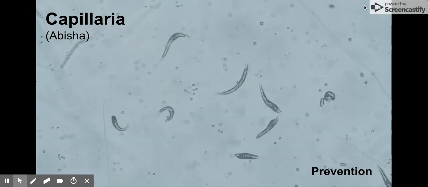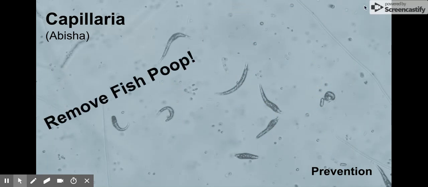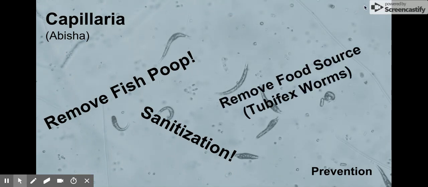How do we prevent the contraction or spread of Capillaria? Removal of fish poop. This prevents more eggs from being ingested by other nearby fish. Sanitization can also help to reduce spread and contraction of this parasite. And the removal of the food source. If the parasite is entering from the fish eating the tubifex worm, then don't use that source of food.